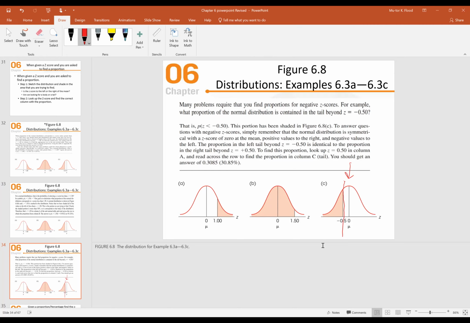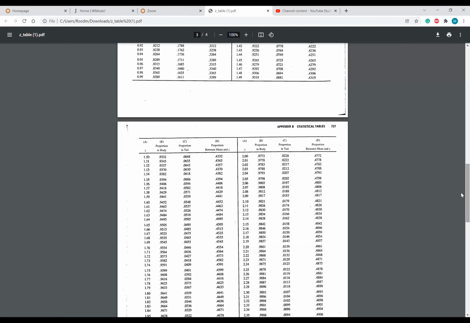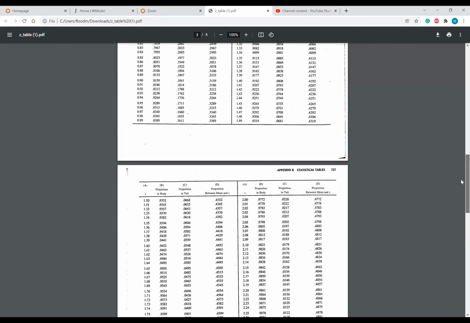Well, we're looking for all of the z-scores that are less than negative 0.5. So we're going this way, looking for all of this right here. This is a tail, because this is the smaller part, whereas this part is the body. So we're looking for a tail. Then we go to our unit normal table, but we realize that we do not have any negative z-scores. So we have to use the positive version of that z-score.